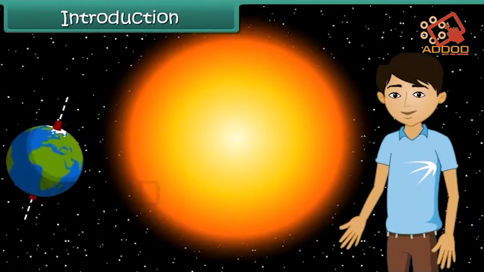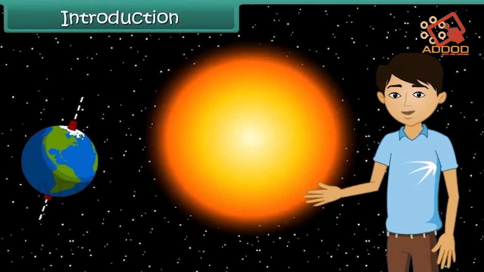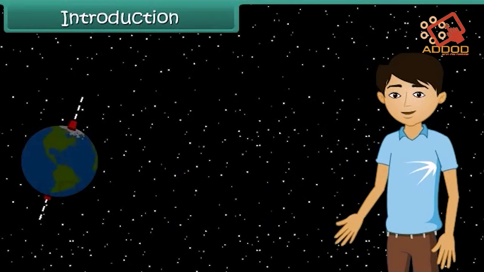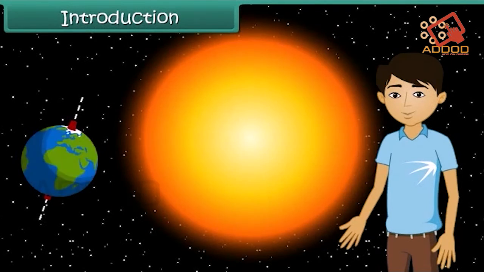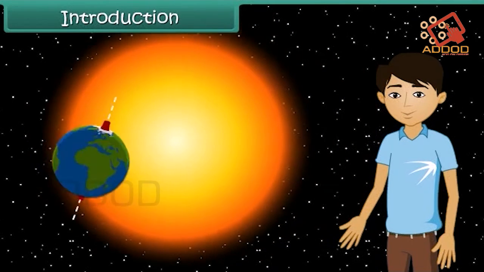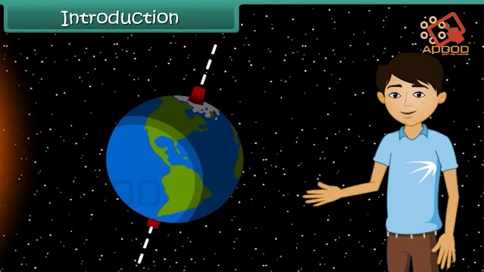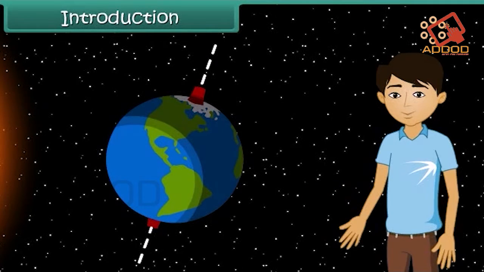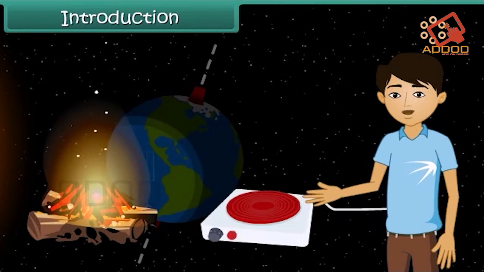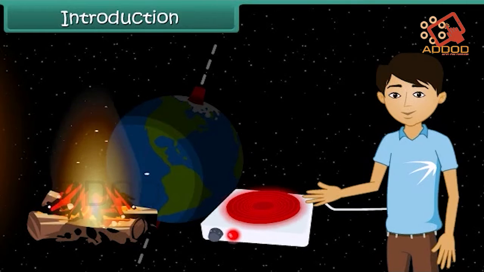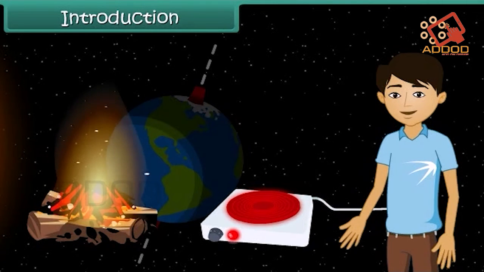Hello students, can you imagine how cold the earth would be if there were no sun? The sun is the earth's main source of heat. Only a little of the sun's heat reaches the earth. However, this is enough for life to exist on earth. Other sources of heat are fire and electric heater. In this lesson, we will study about heat and its measurements.